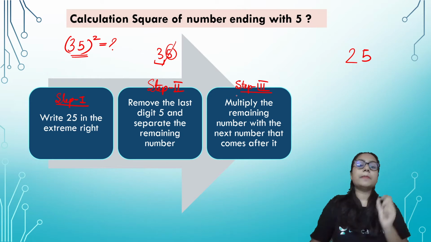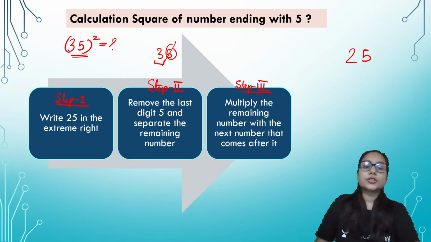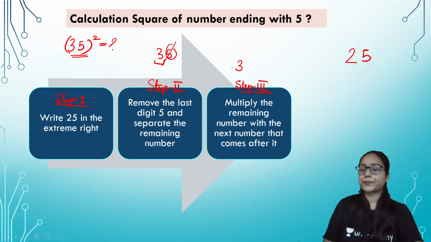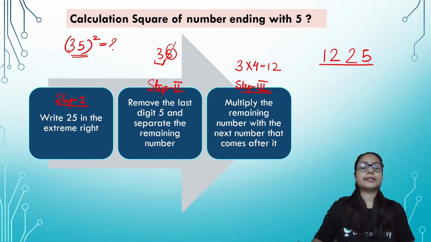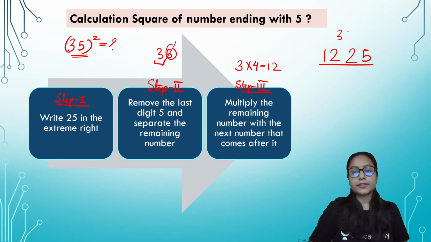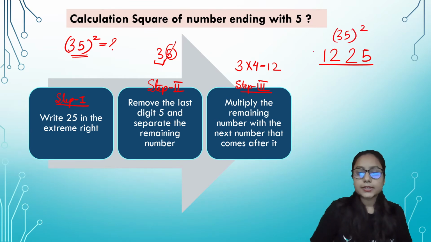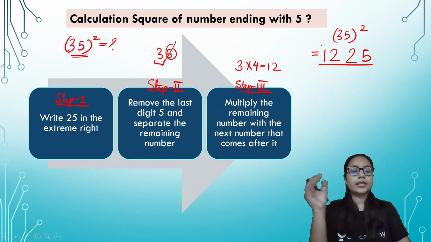Multiply the remaining number with the next number that comes after it. The remaining number in this case is 3, and the next number which comes after it is 4. So just multiply 3 into 4, that is 12, and finally write 12 on the left hand side. Therefore you get the square of 35: 35 squared is nothing but 1225. Easy, very easy.